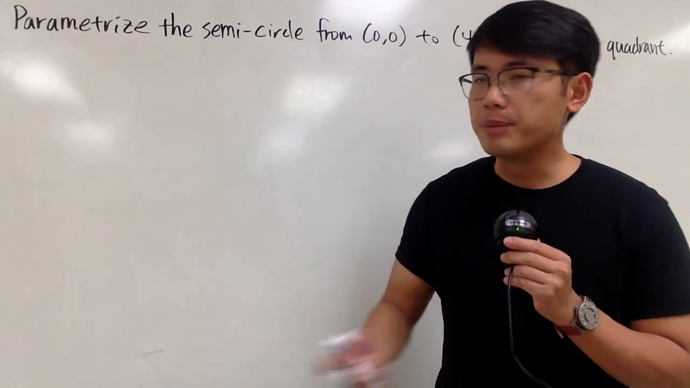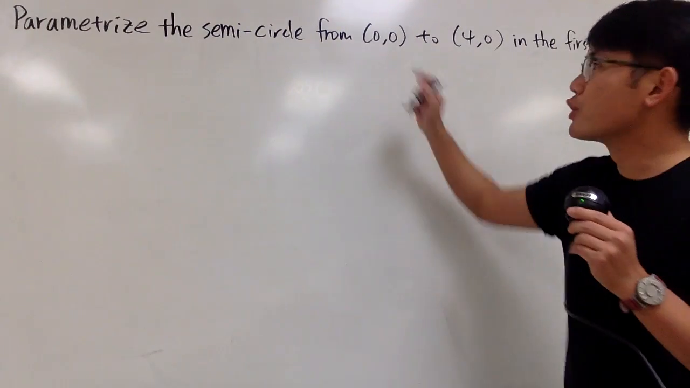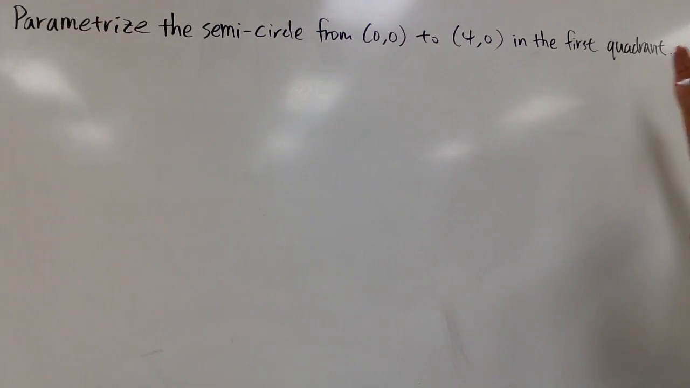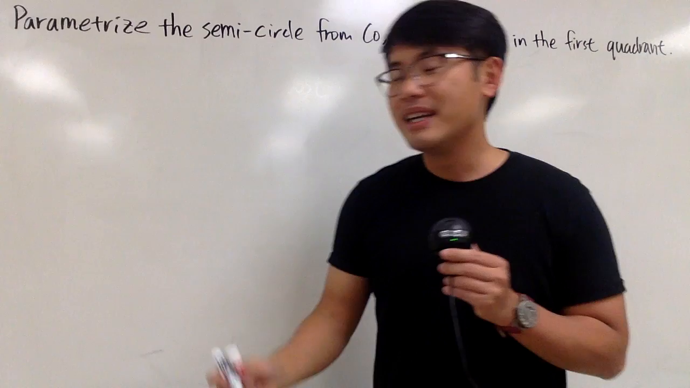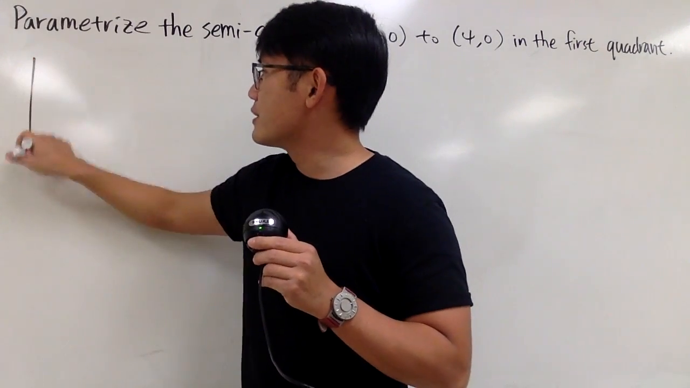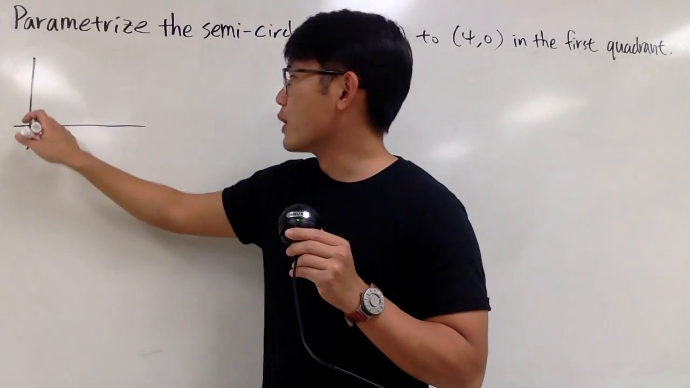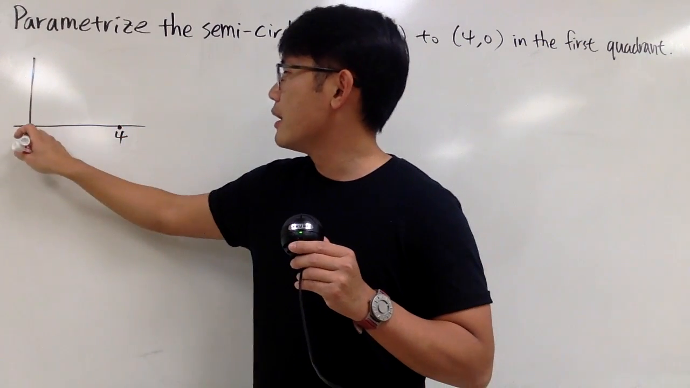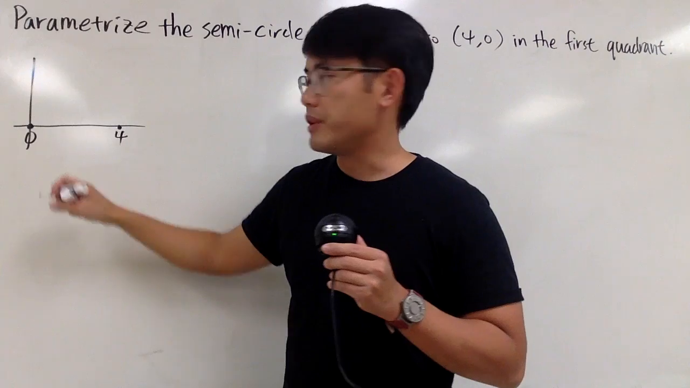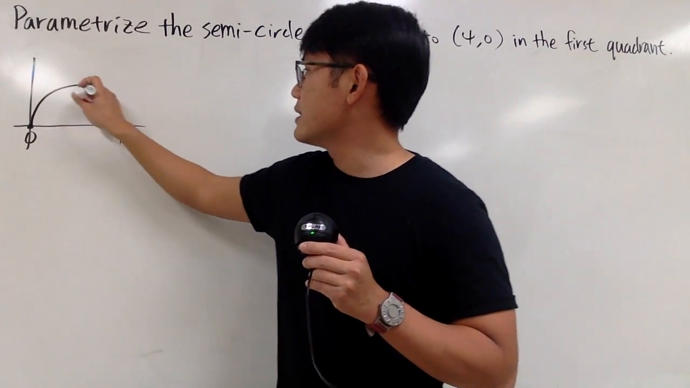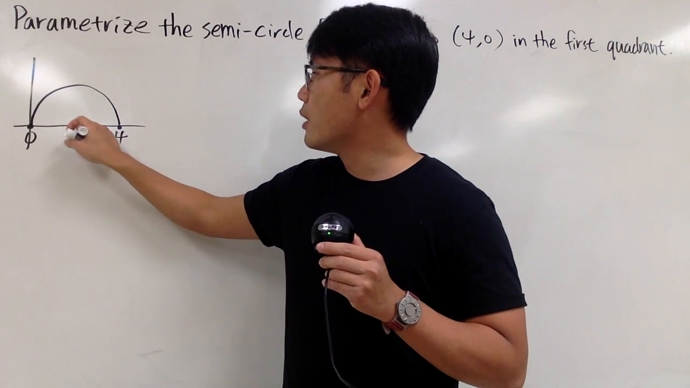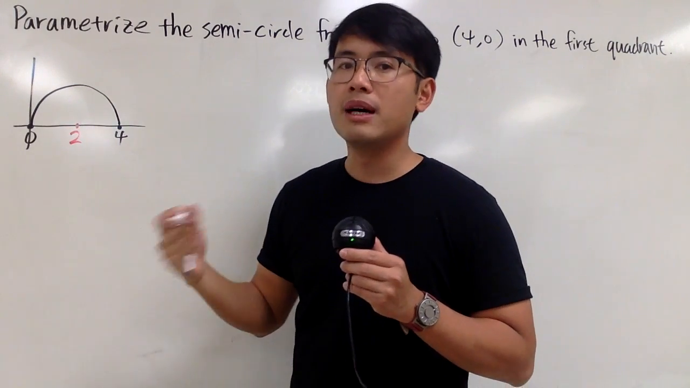Okay, in this video, we are going to parametrize the semicircle going from 0, 0 to 4, 0. And we just want the first quadrant, right? So let me show you guys how it looks. Of course, we start at 0, 0, and let's say this right here is 4, 0. And we want to be in the first quadrant only, so the semicircle will look like this. And of course, you can also see that the center will be at 2, 0.